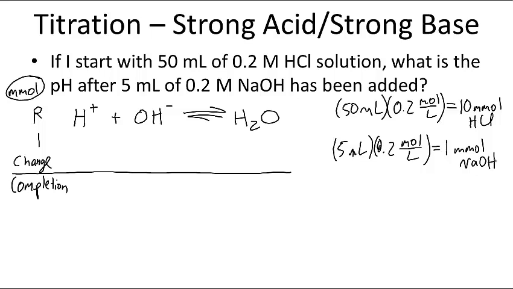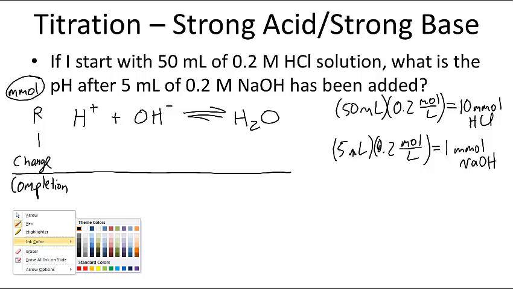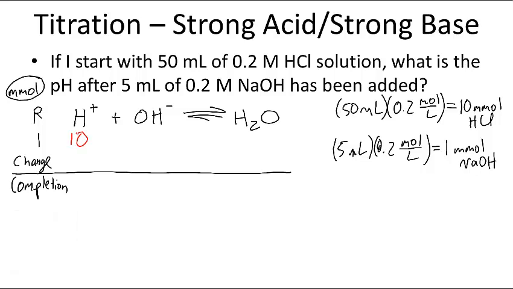All right, so I will fill in for H plus 10, so I have 10 millimoles of HCl. For OH minus, 1. For the H2O column, I'm just going to cross it out. Why am I crossing out the H2O column? That's what everything's dissolved in. That concentration is the same, and remember, in equilibrium, a pure liquid doesn't factor in.